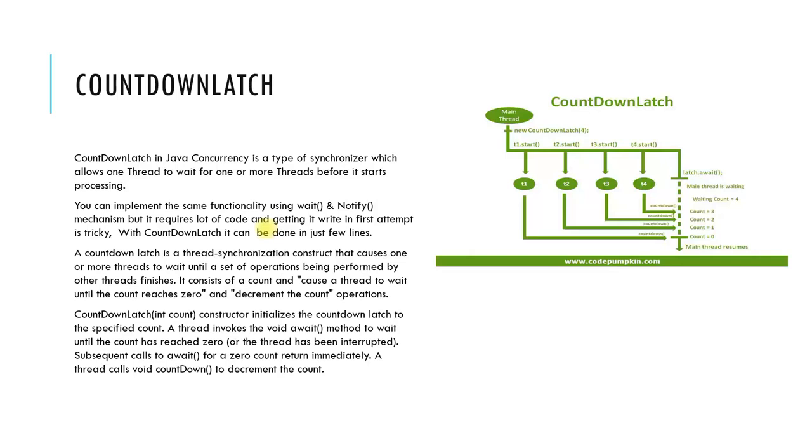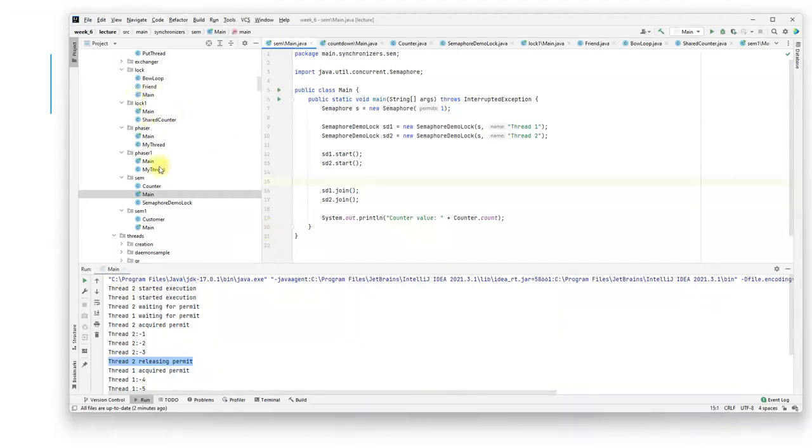It has a count value, and the main thread will wait until this value is decreased to 0. With a semaphore we can increase this value, but in CountDownLatch we cannot increase it. We can only wait for it to decrease until 0. So let's see some examples.